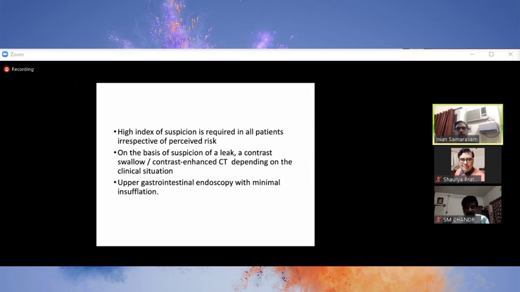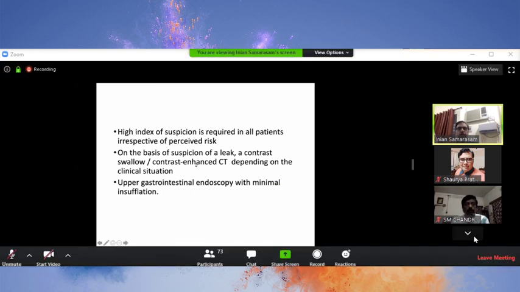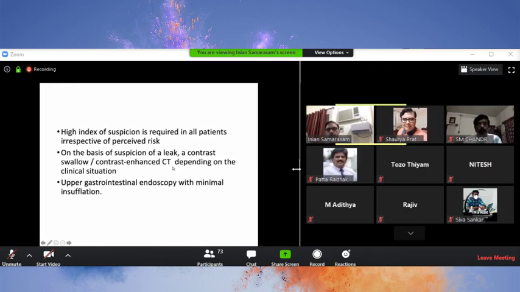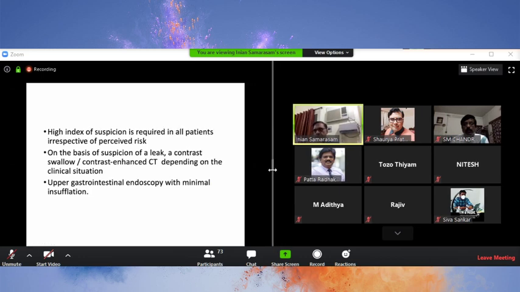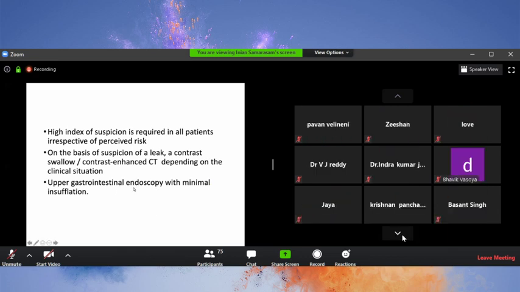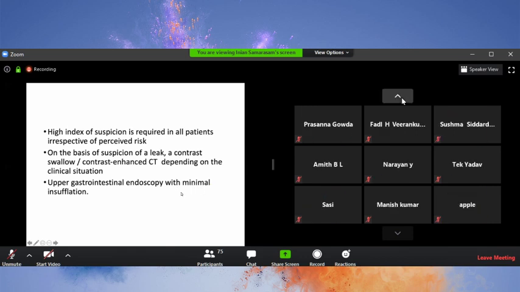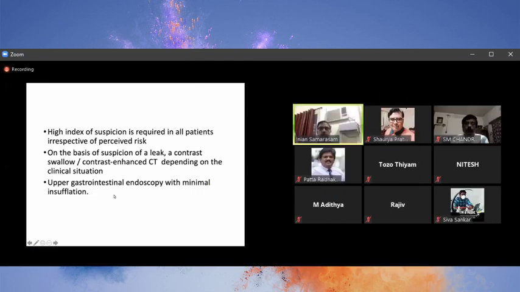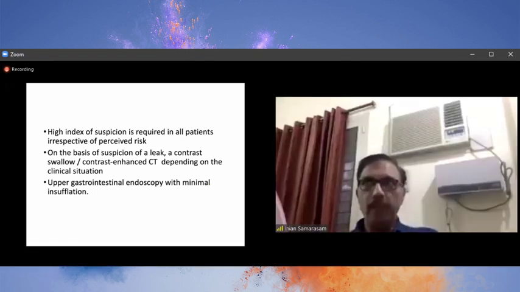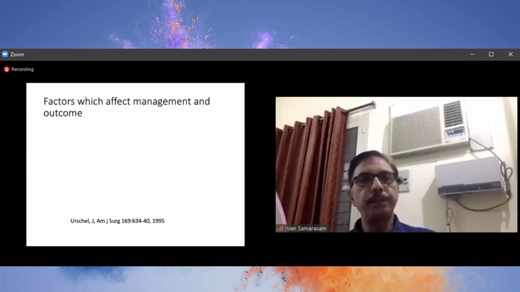And what study you do depends on the level of suspicion. You can do a swallow, or you can even do a contrast CT scan, which will not only tell a leak, but also tell if there is any associated sepsis and collections. And of course, an early upper GI endoscopy by a senior person with minimal insufflation is probably necessary, particularly when you are looking at more serious problems, conduit necrosis.